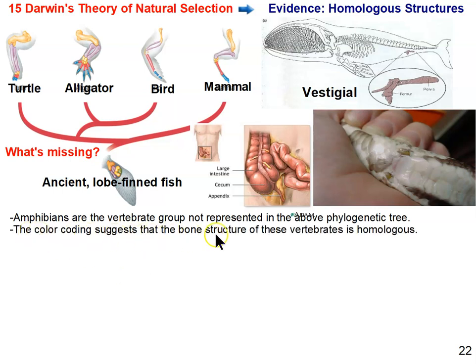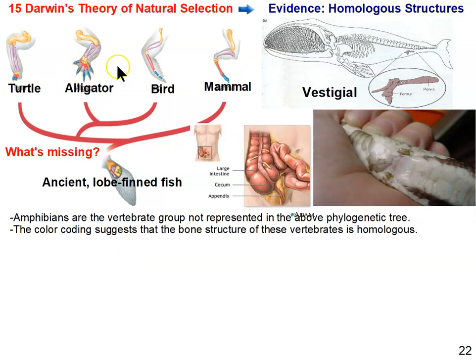The color coding suggests that the bone structure of these vertebrates is homologous. And we've seen a figure similar to this before. The idea is that because all these different vertebrate species evolved from a common ancestor fish, they all have similar bone structure, the same bones and the same general arrangement. They've all simply been modified to carry out different functions, right? And that's homologous structure. And that's evidence of common ancestry.